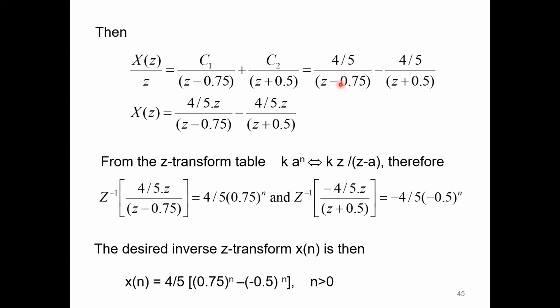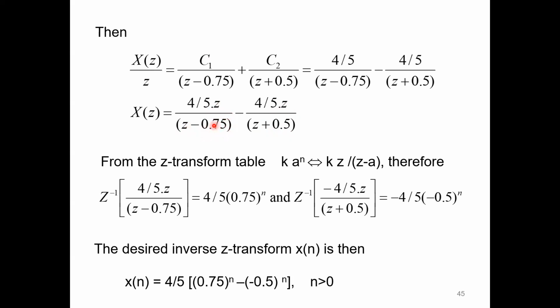Now, with the two partial fractions worked out, you can bring back this z to the right-hand side where it came from. It goes here and here, and it becomes 4/5 z over z minus 0.75 minus 4/5 z over z plus 0.5. Now we know pretty clearly these terms are familiar entries in the z world: z over z plus 0.5, z over z minus 0.75.